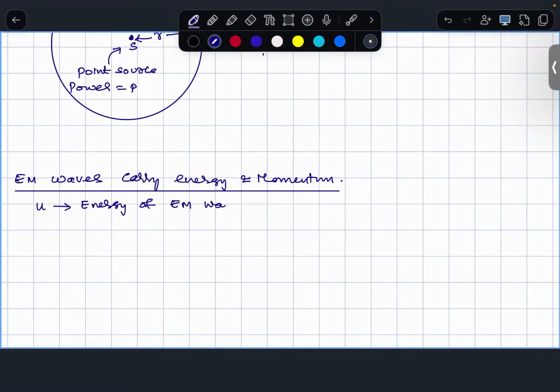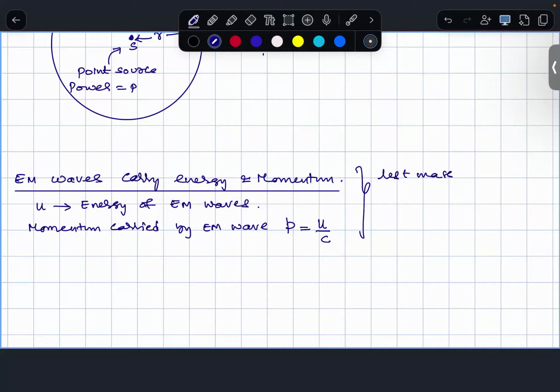EM waves. Right. So the momentum carried by an EM wave is given by P, remember that is power and this is momentum, energy by C. Remember, rest mass of a photon is 0. Rest mass of photon is 0, but still they carry momentum.